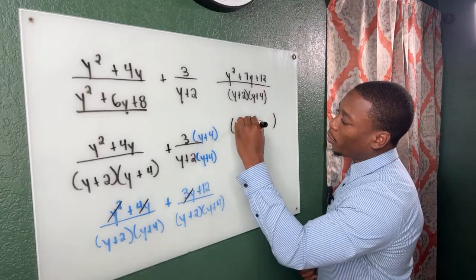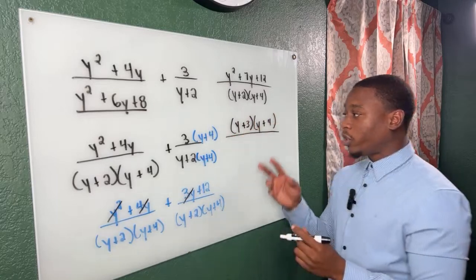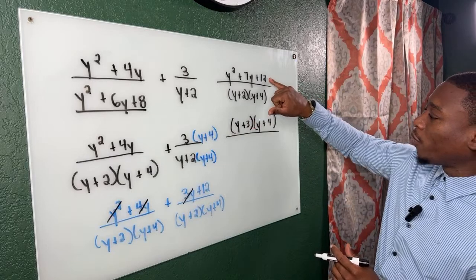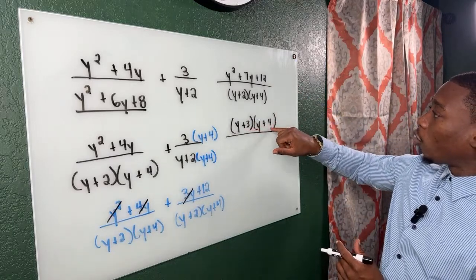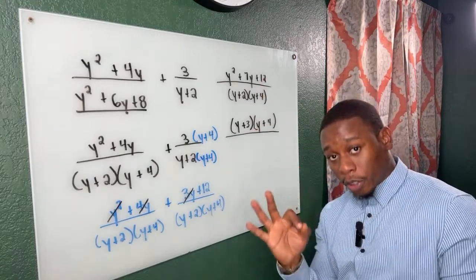We're going to get y plus 3 times y plus 4. And when we double check, we know once we multiply 3 and 4, that gives us 12. And when we add 3y and 4y, that's going to give us that 7y in the middle. So we know we are good to go.